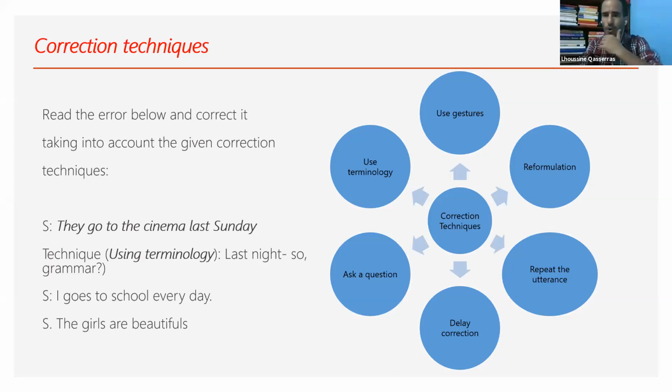Ask a question. What do you think? He play or he plays? So what do you think, Jalal? He play or he plays? Teacher, we have he, teacher. So he, she, and it takes S. So he plays. Very good, Jalal. Or use terminology. Grammar, grammar. Tenses, tenses, vocabulary. Okay. You see, is this clear so far about these techniques?